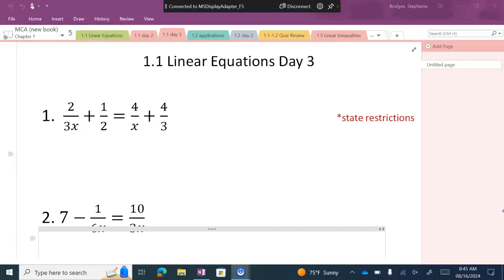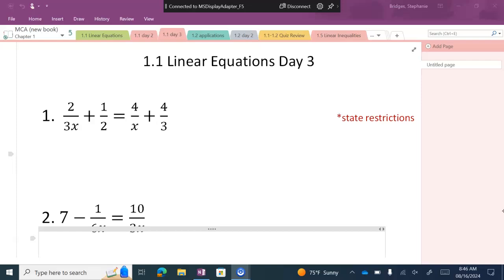All right, so if I'm looking at question number 1, 2 over 3x plus 1 over 2 equals 4x, 4 over x plus 4 over 3. So first of all, everything's a fraction, and that's not going to be the case in all of these questions, but in this particular one. But why is this one just a little different than what we did yesterday? What's in my denominators that we did not have yesterday? Variables, x's, okay. Why is this different?